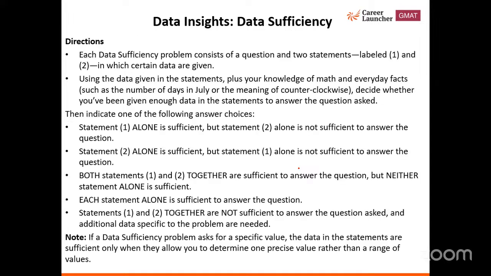So let's have a look at what these choices mean. These five choices actually have their own fixed meaning. First of all, if you select A part, it means statement one alone is sufficient. B part means statement two alone is sufficient. C part means both statements together are sufficient. D part means both independently are sufficient. And E part means that neither of them is sufficient. Okay, so that is what a typical data sufficiency question is going to be.